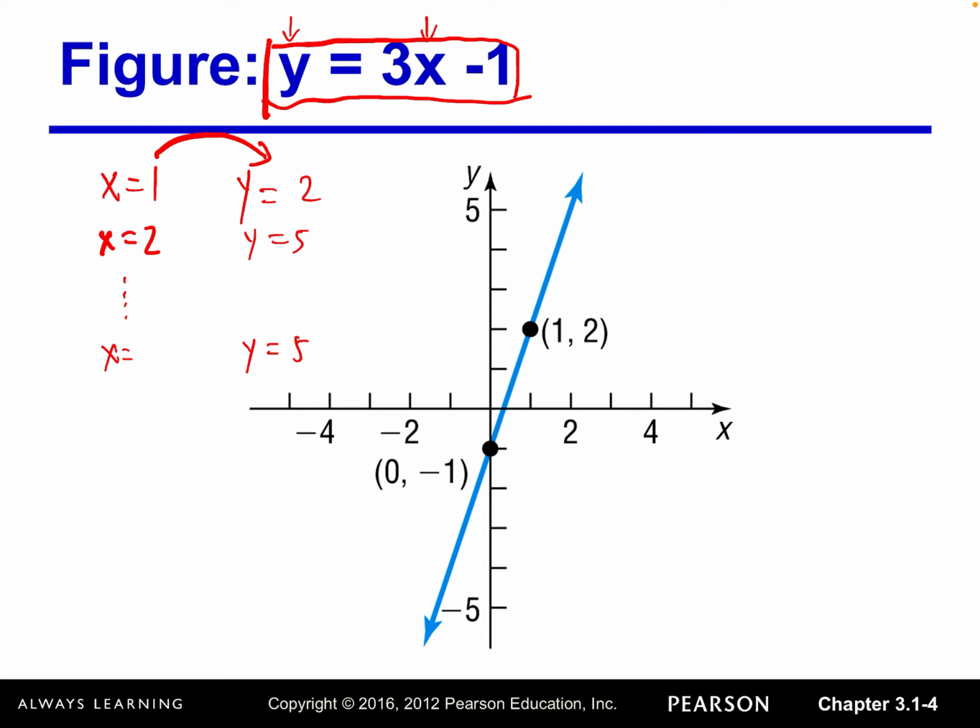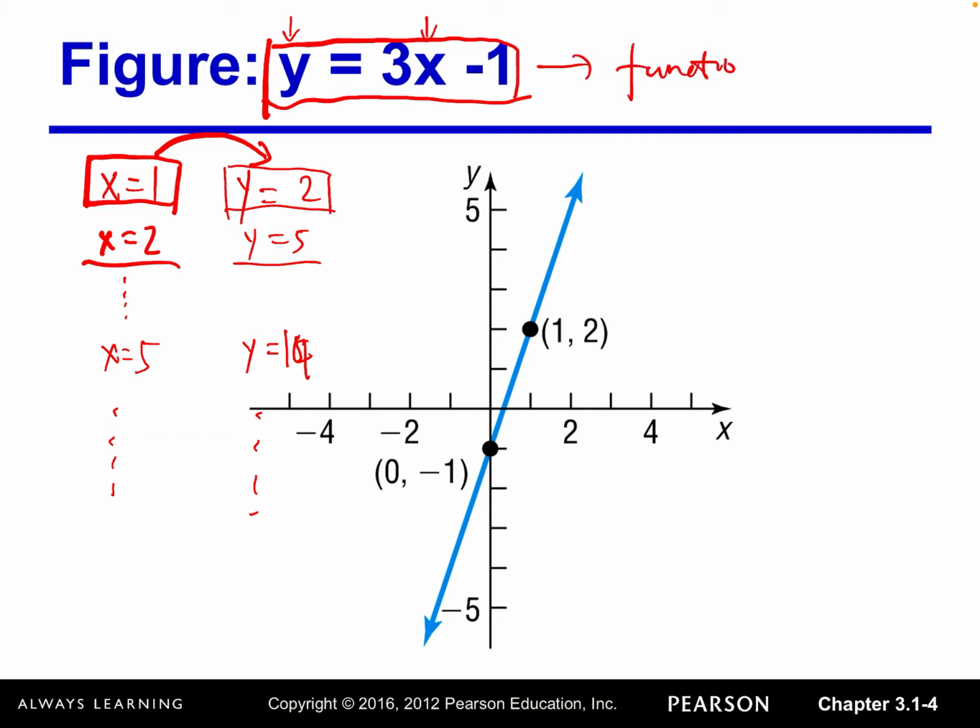So let's look at this linear equation one more time. See if every element of x pairs with exactly one element of y. If x equals 1, y equals 2, right? X equals 2, y equals 5, and then x equals 5, y equals 14, right? And this can go on forever. So we do see one element of x pairs with exactly one element of y. All right, so this linear equation is a function. This represents a function.